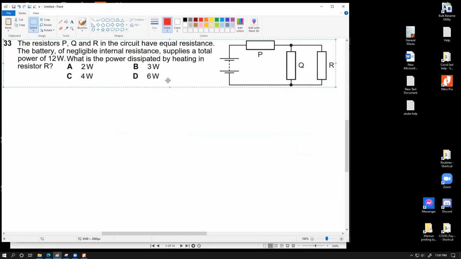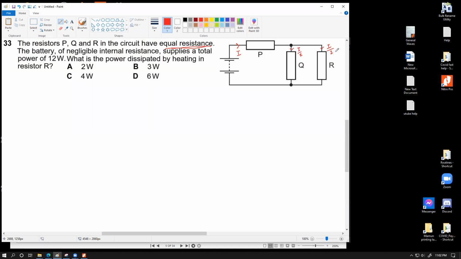Let's have a look. The question says the battery supplies a total power of 12 watts. What is the power dissipated by the resistor R? This is a difficult question. The question says the resistors P and Q have equal resistance. This is helpful information. So let me just draw the current over here. If this part carries a current of I, these two parts should be carrying a current of I by 2 and I by 2. Do you agree on this?